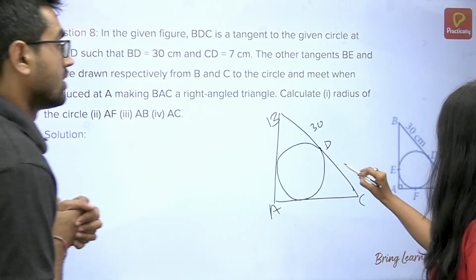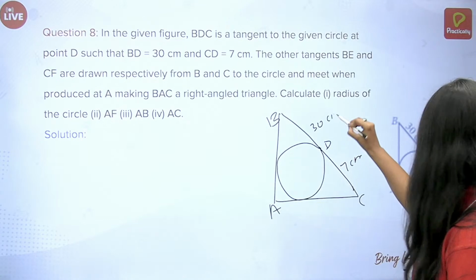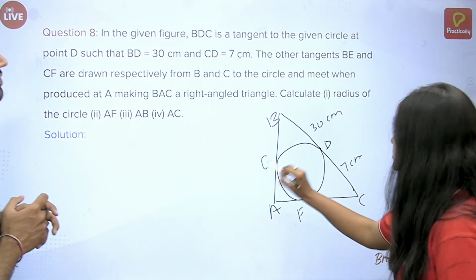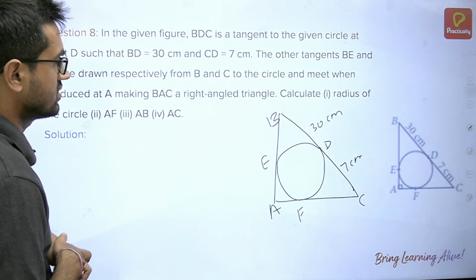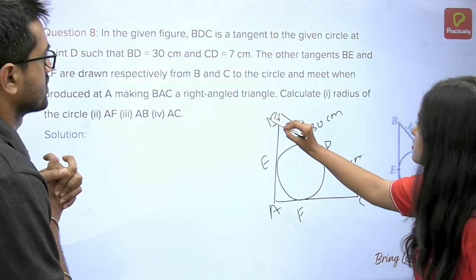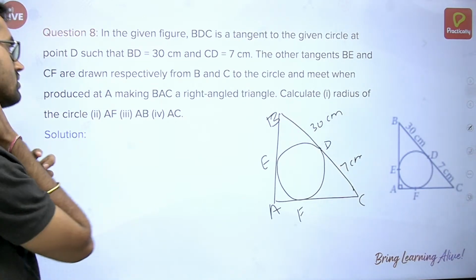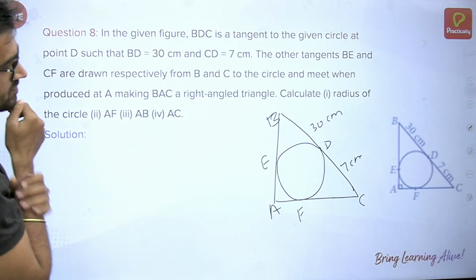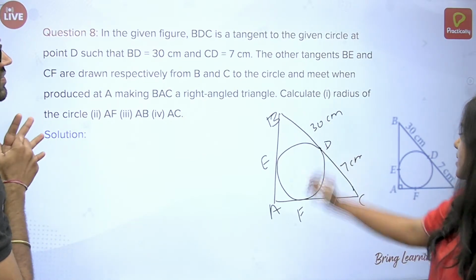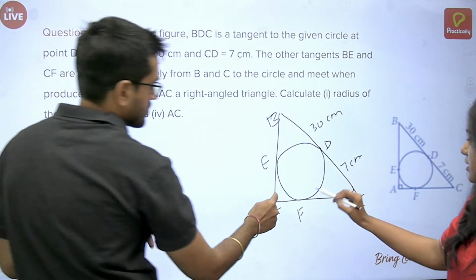Okay, this is 30 centimeters, this is 7 centimeters, this is F, this is E. This is the figure. All are tangents. The other tangents BK and CF are drawn respectively from B and C to the circle, meeting when produced at A. Okay, BAC is a triangle, a right angle triangle also.